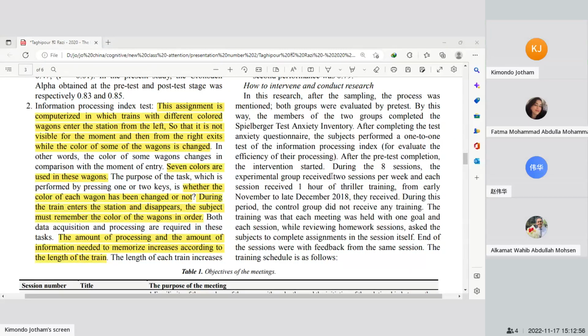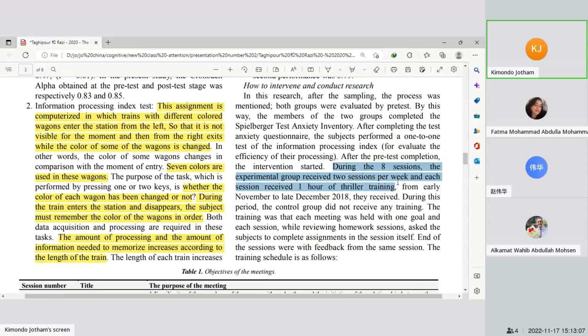Yes. Okay, so here they say during the 8 sessions the experimental group received 2 sessions per week, and each session received 1 hour of thriller training from November. They do not finish the 8 sessions in 1 hour. So each session receives 1 hour. So in total it should be 8 one-hour sessions, 2 hours in a week. Yeah, sure.